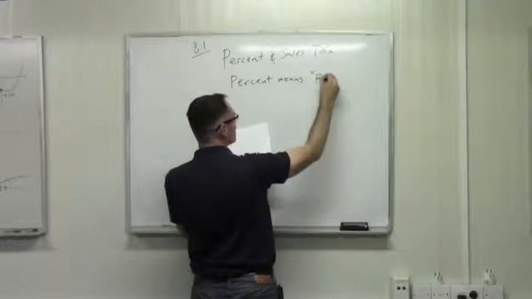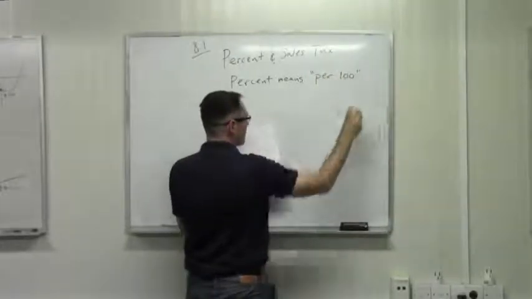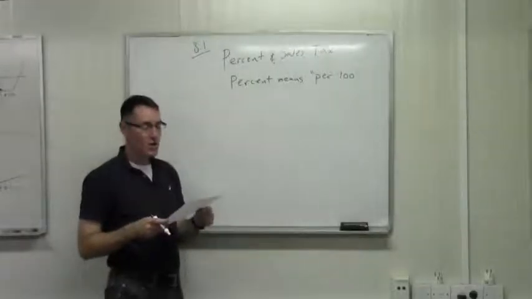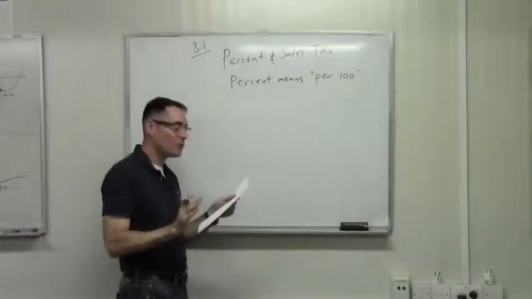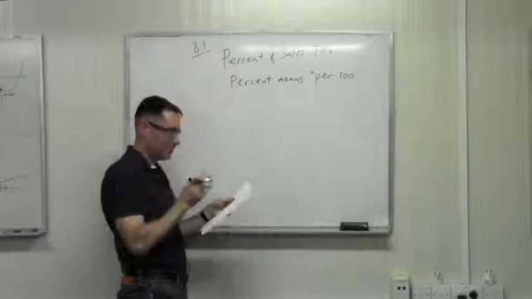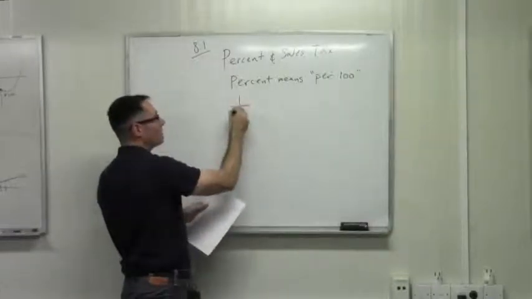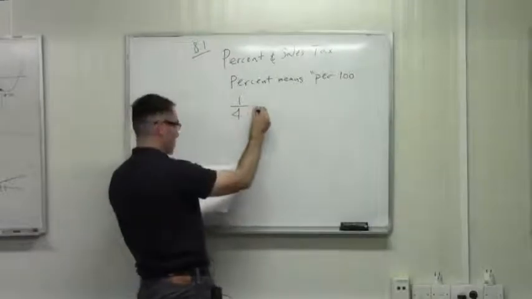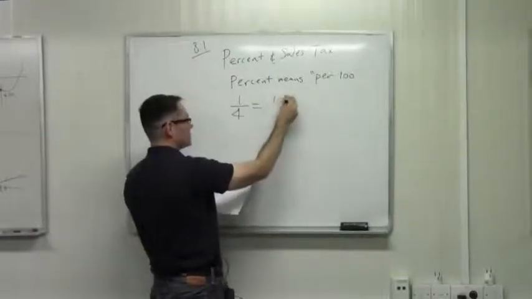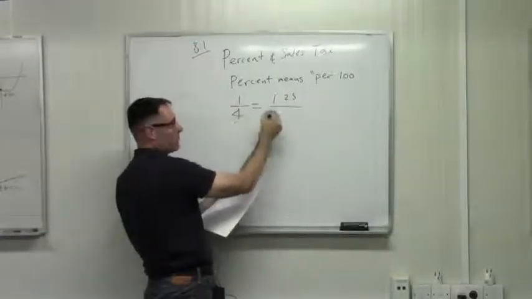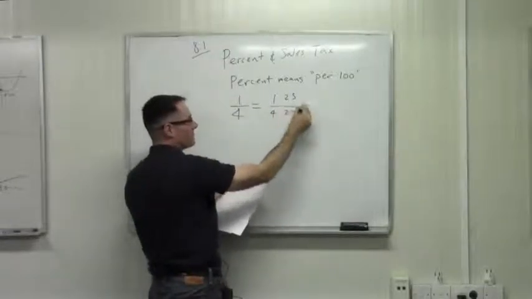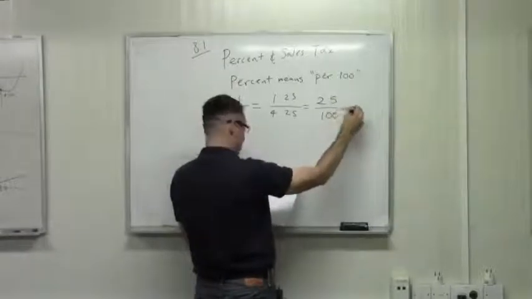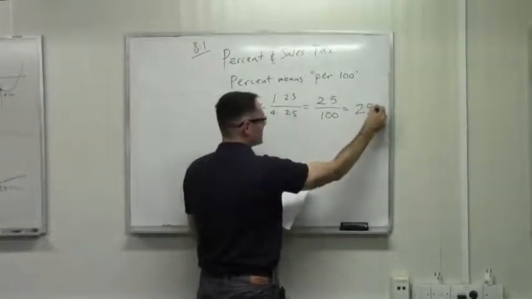per 100. That's all percent means, per 100. Okay? We express numbers as part of 100, per 100. Okay? So if we have 1/4, right? That is equal to 1 times 25 over 4 times 25, because we want to make this 100. That gives you 25 100ths, or 25 and the percent symbol.